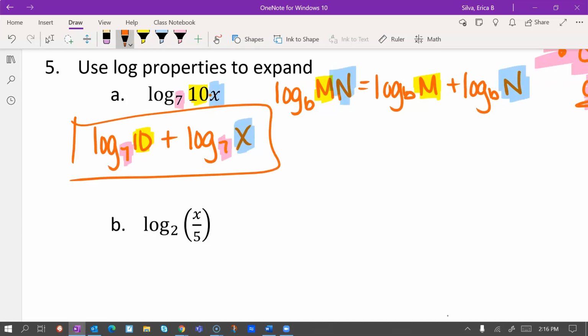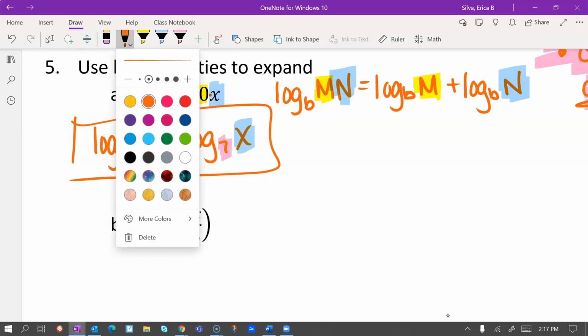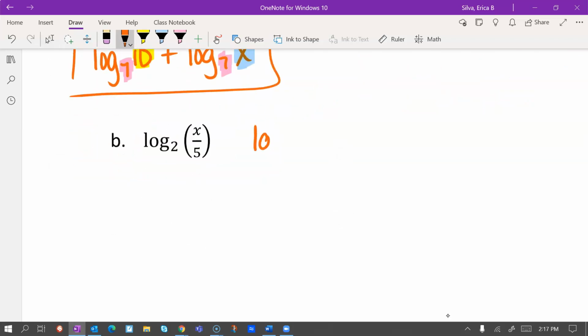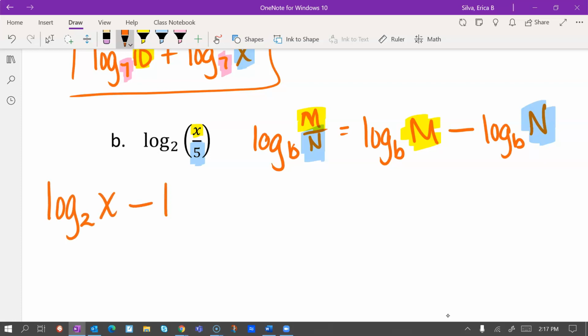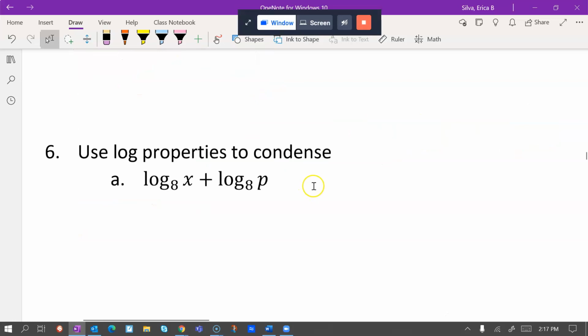The next one, since we're dividing, we're going to subtract them. So the law tells us we have log of the base. If we're doing m divided by n, that means we get the log of that base, m, minus log of that base, n. So the numerator minus the denominator. So this is going to be my denominator, this is my numerator. Start with log base 2 of x minus log. All right, let's move on to the next one.